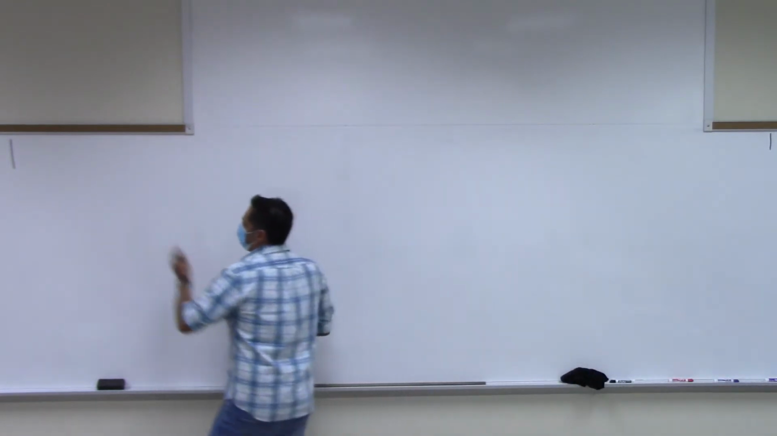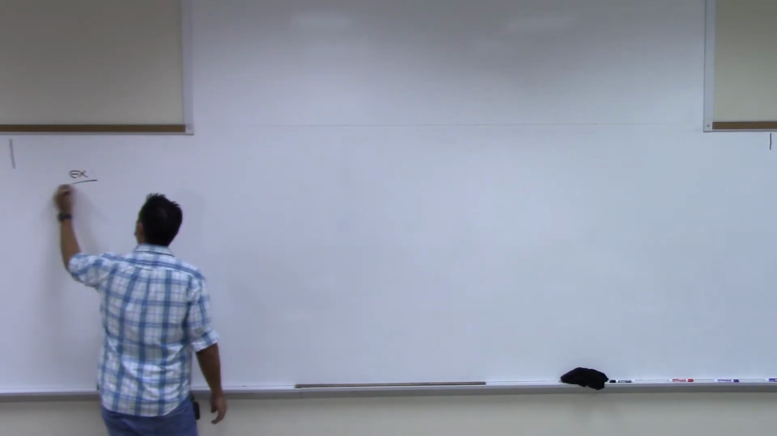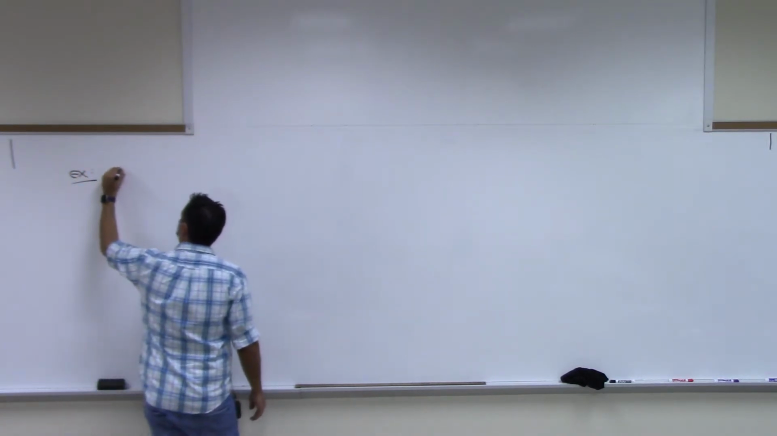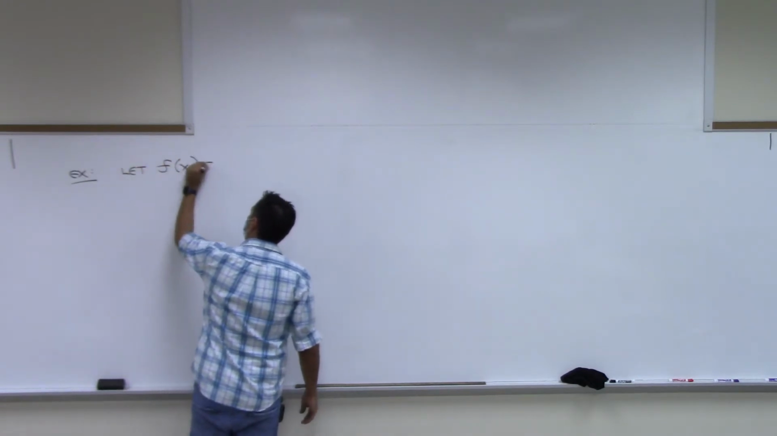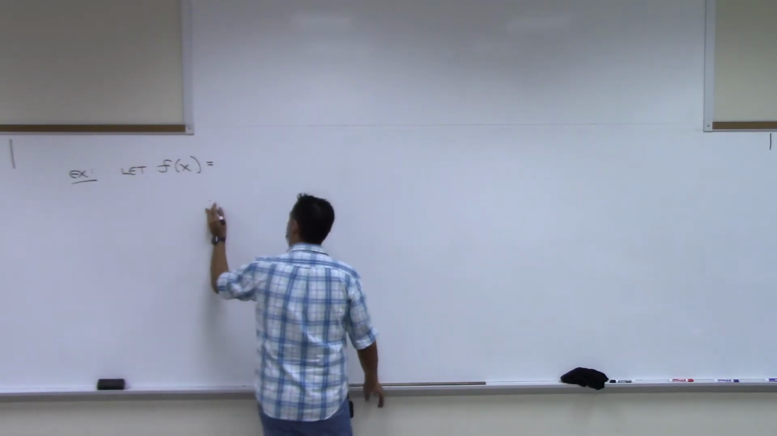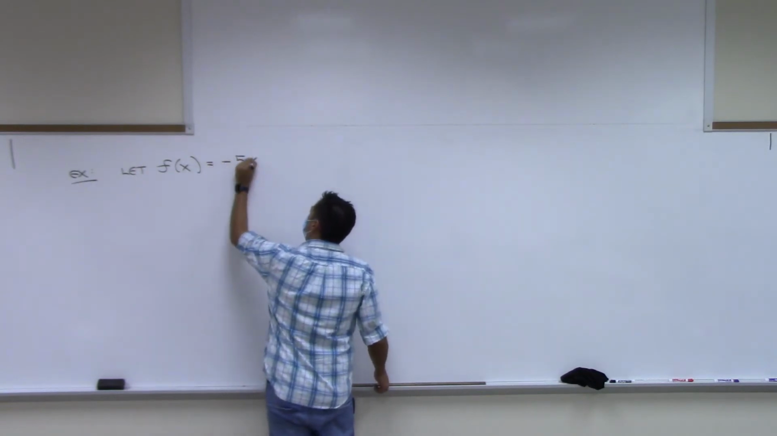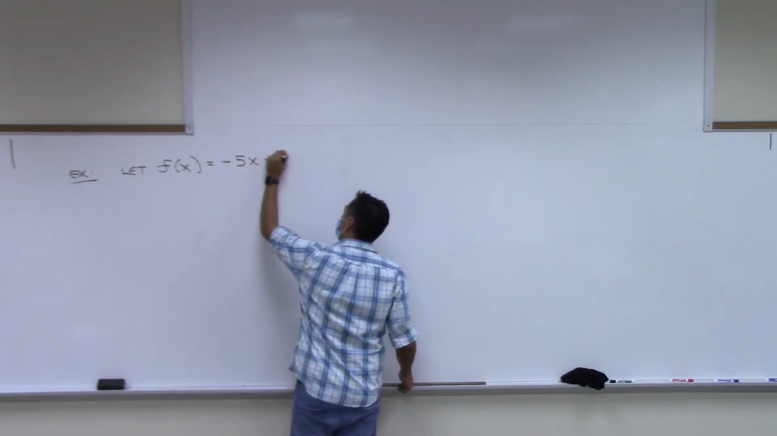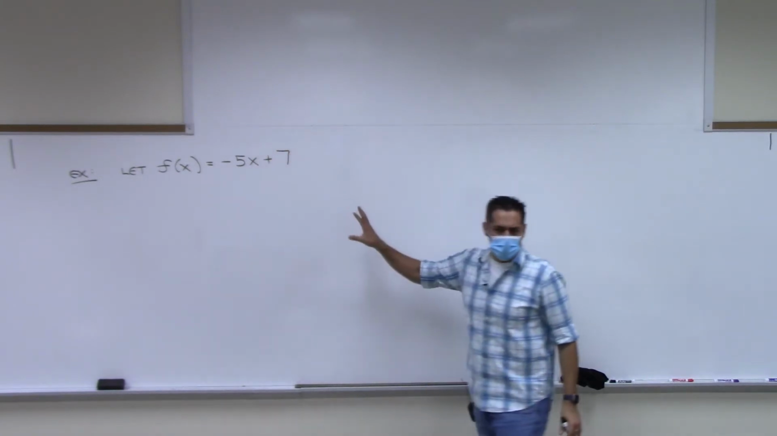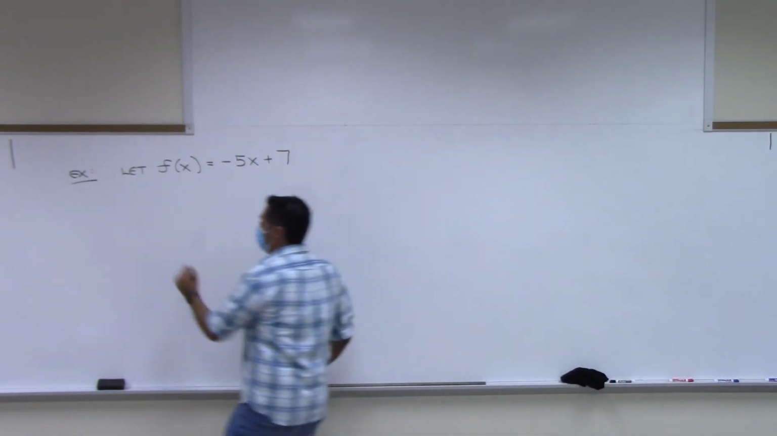Okay, here we go. This example is a good example right here because it's like the homework. Okay, let's say we let f of x be equal to negative 5x plus 7. Okay, I'm going to keep it linear just to make this first example work nice. Here's what I'd like to know.